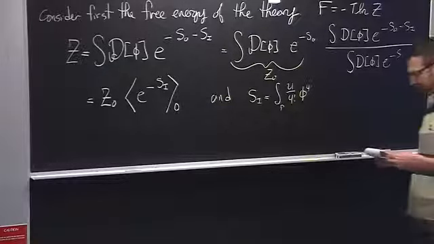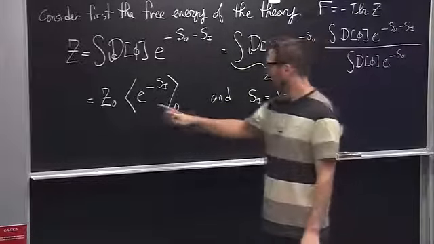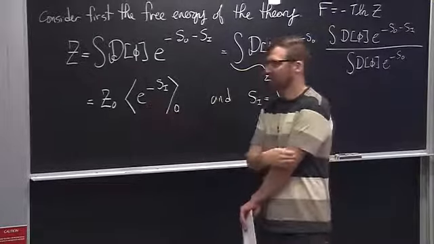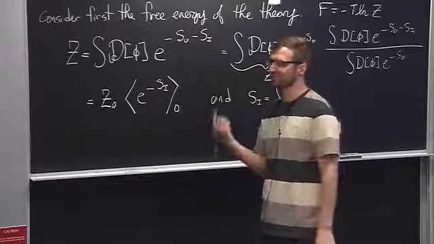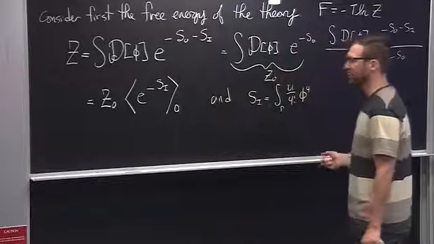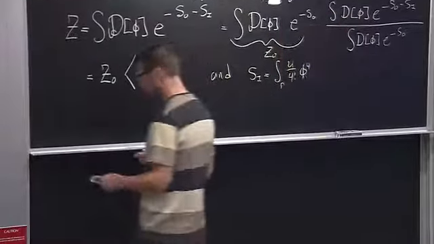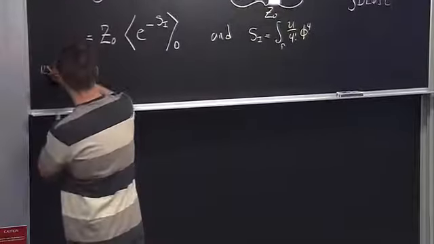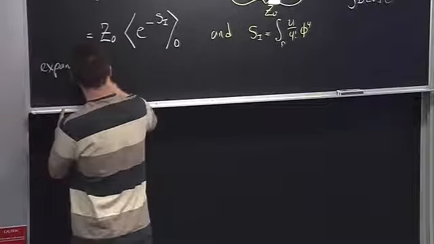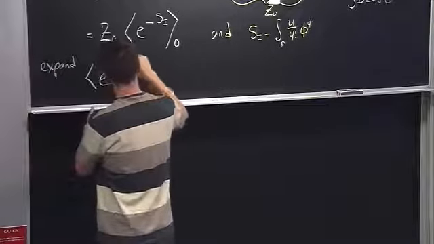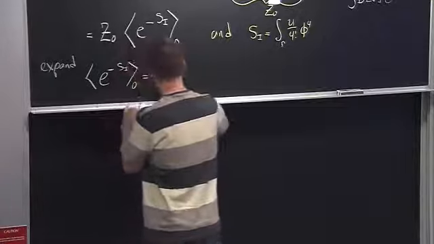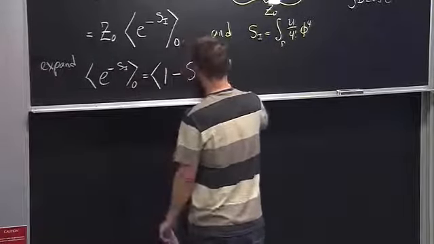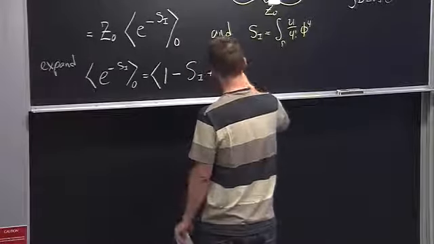Now I'm going to expand the exponential. It's like all we do in this class, right? Expand the exponential, insert resolutions of the identity. So then the expectation value is one minus SI plus 1 over 2 factorial.